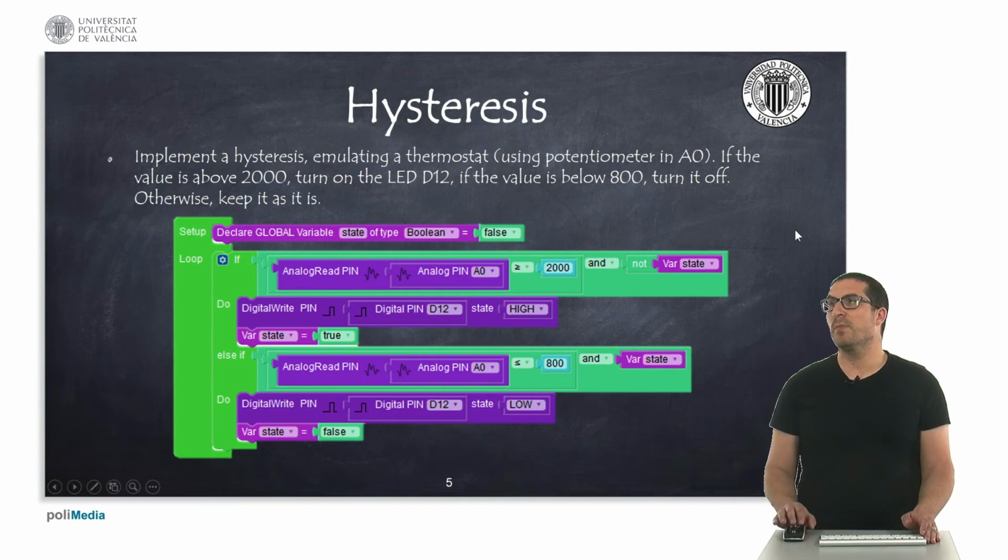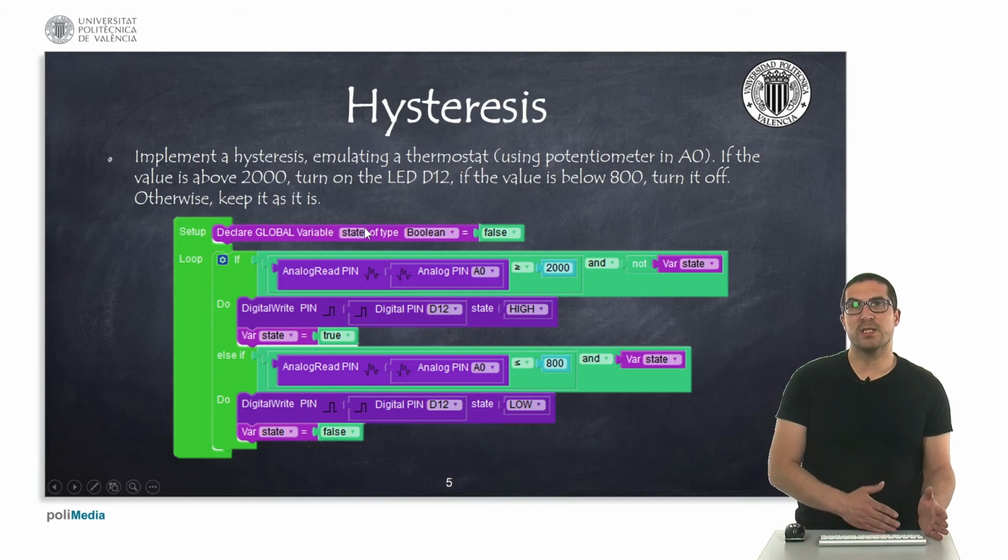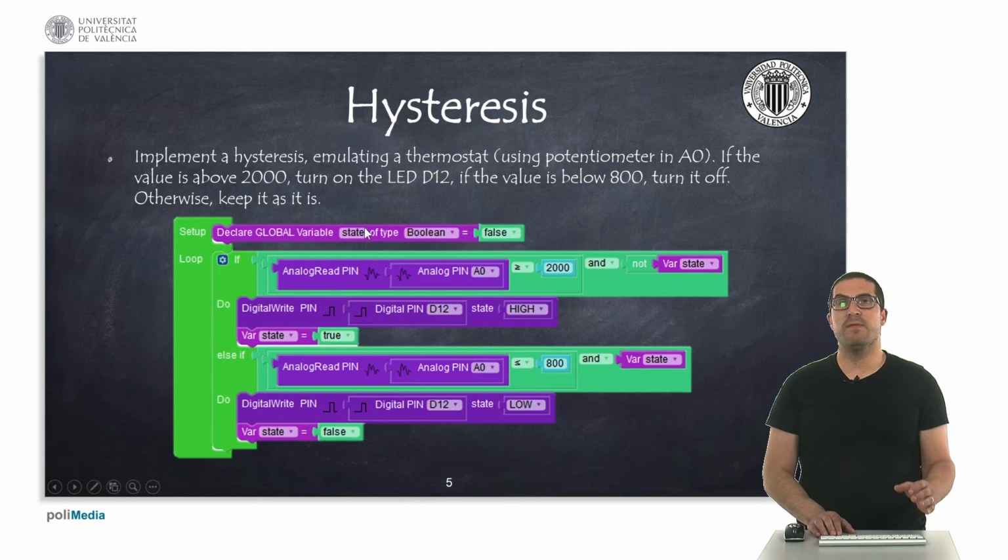And what this is doing is simply declaring a state variable, which I need to know if I'm in one state or another. So then if the value is above 2000 and the state is, sorry, false, then in this case I will turn on the LED connected to pin D12, and then I will set the state value to true.